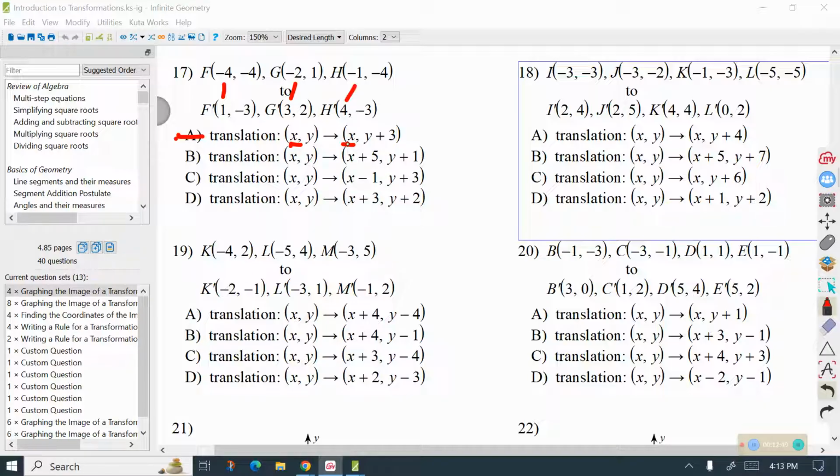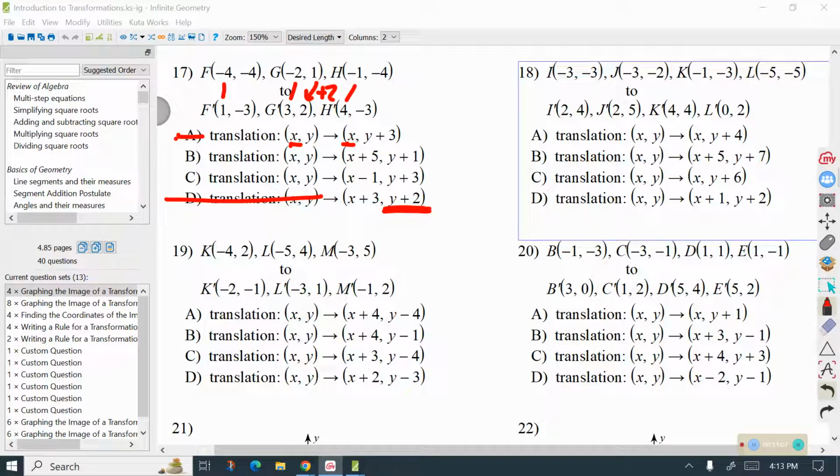Now we can go look at D, for instance, right now. And we can see this says that y is going to be adding 2 to each y coordinate, okay? But think about it. What is 1 plus 2? 1 plus 2 is not 2. So this cannot be the answer. It can't be D either.